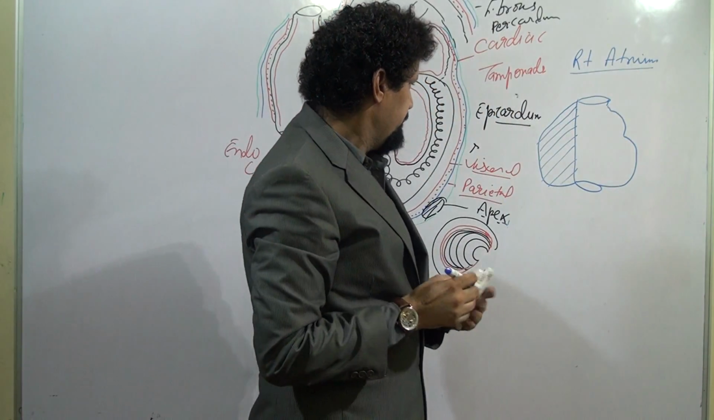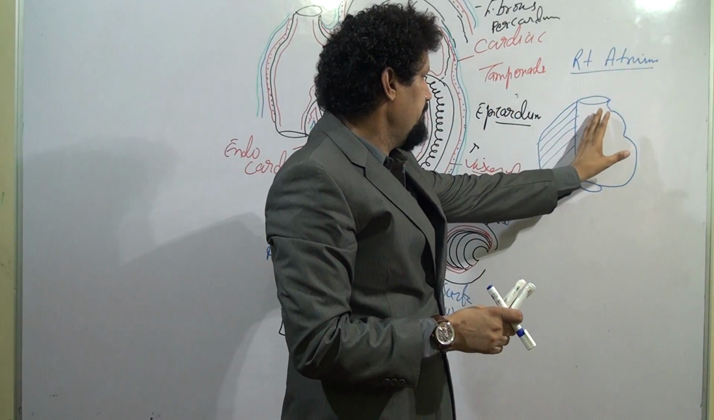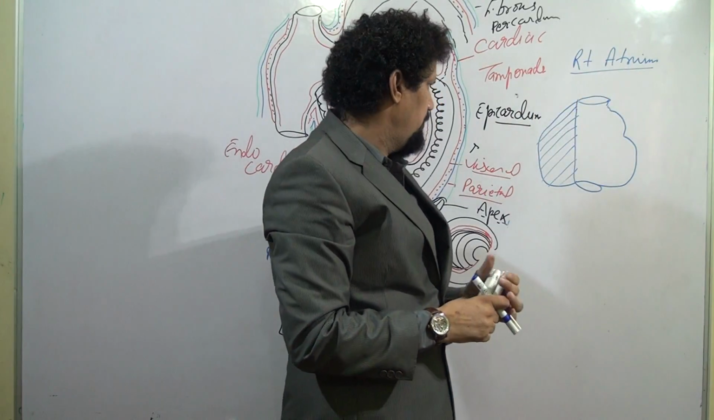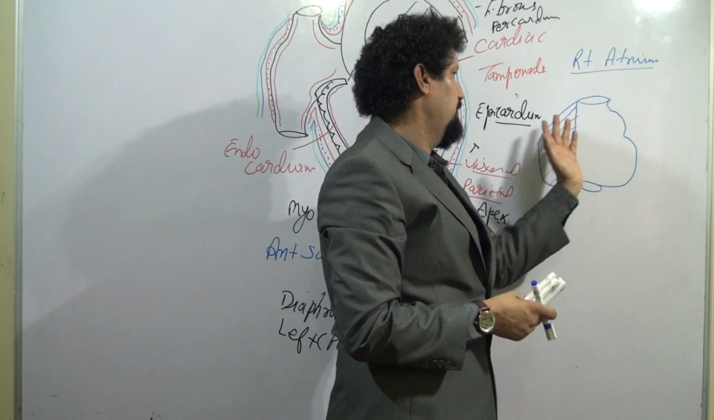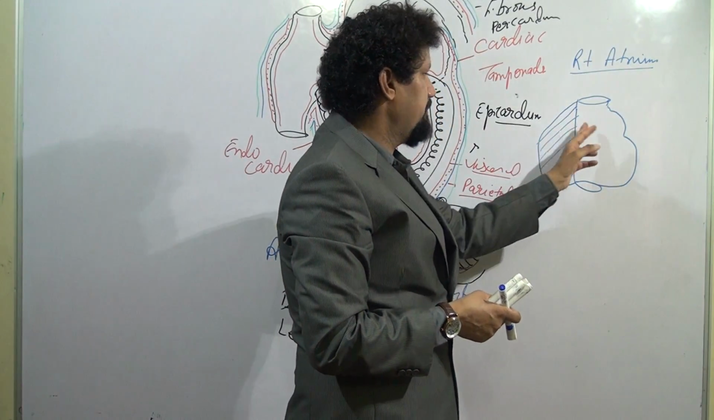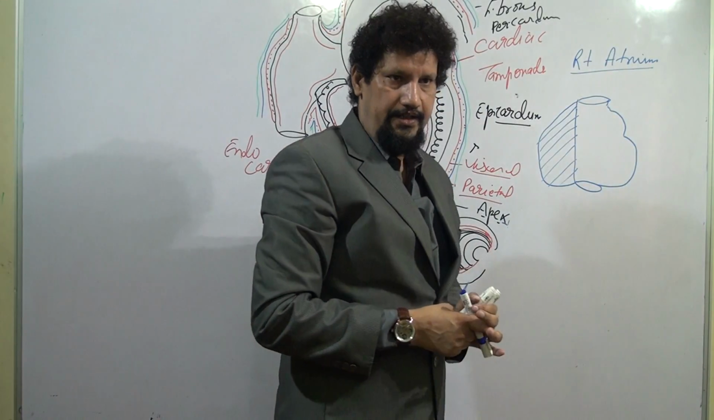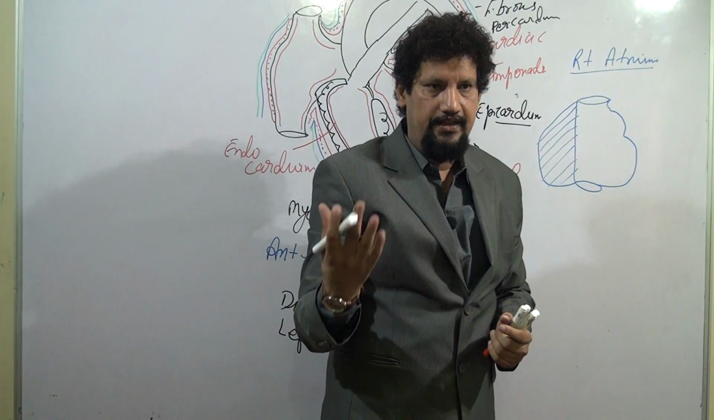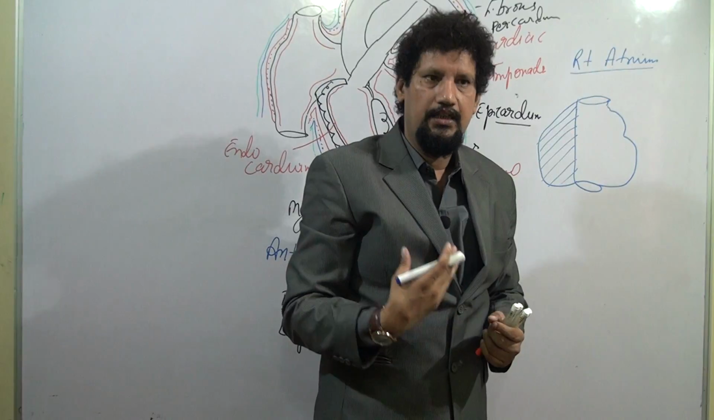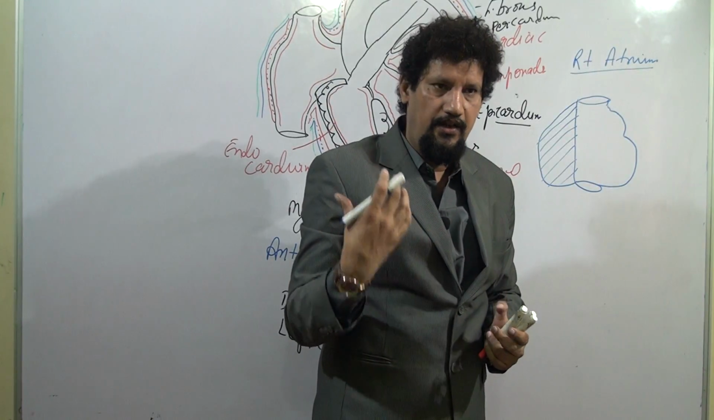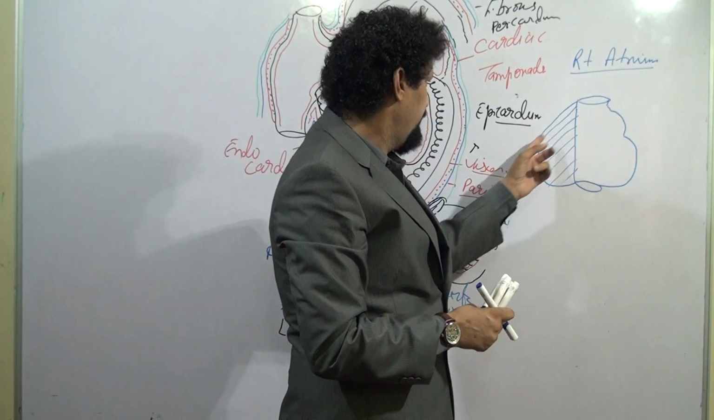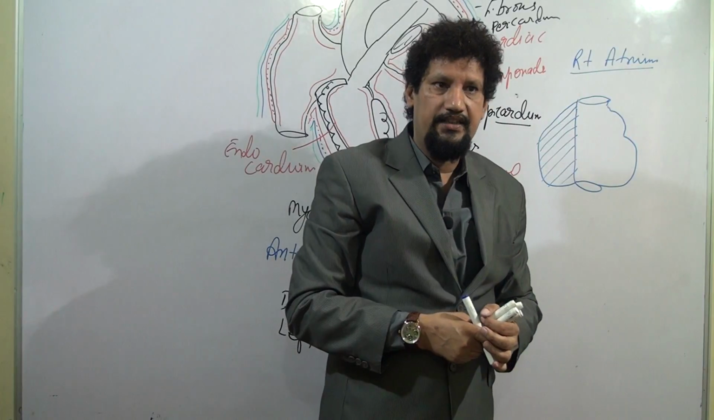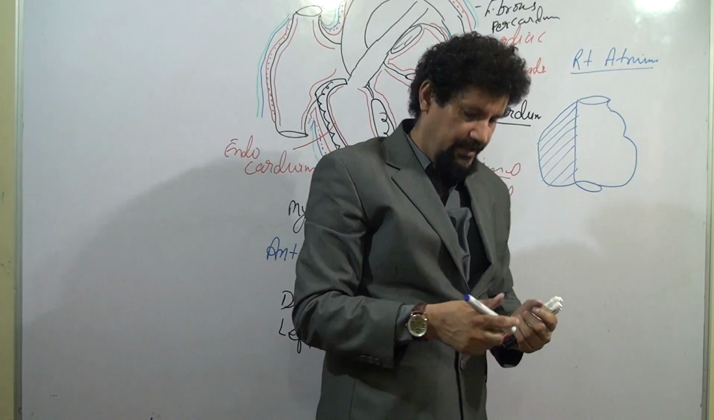I have opened this right atrium from here like this. This flap of the right atrium is removed. So this is the anterior surface and this is the posterior surface of the right atrium. A right atrium has two surfaces, the anterior surface and the posterior surface. The anterior surface is rough, having transverse ridges formed by the musculi pectinati.